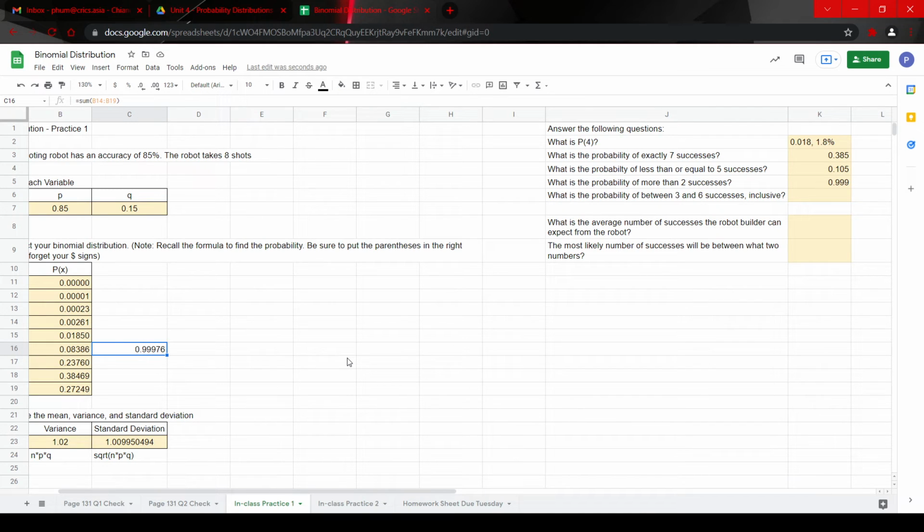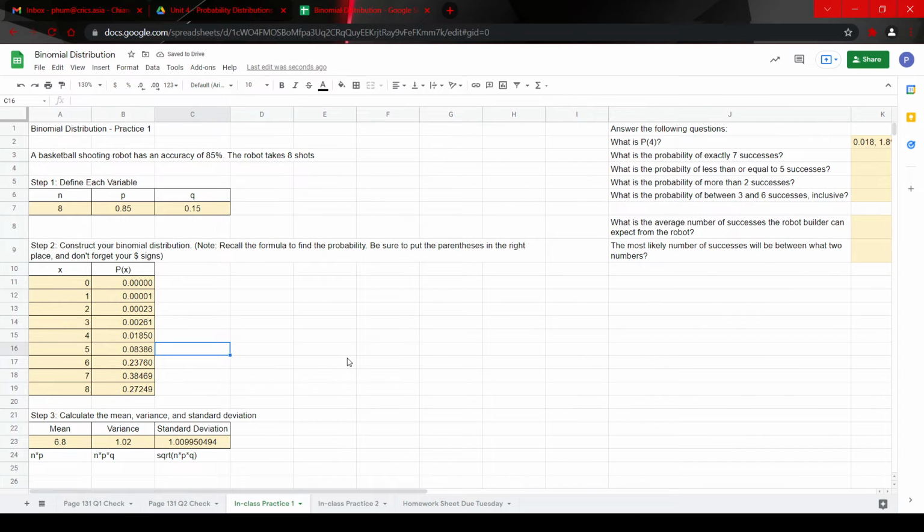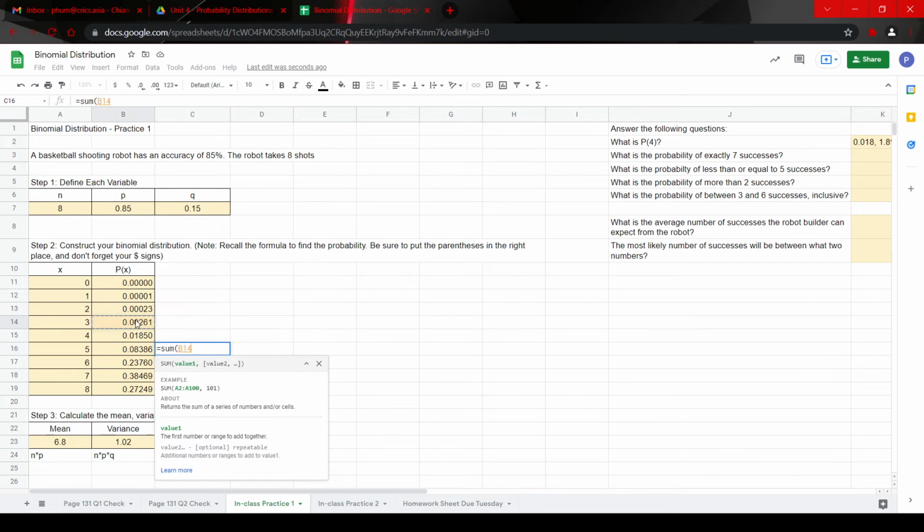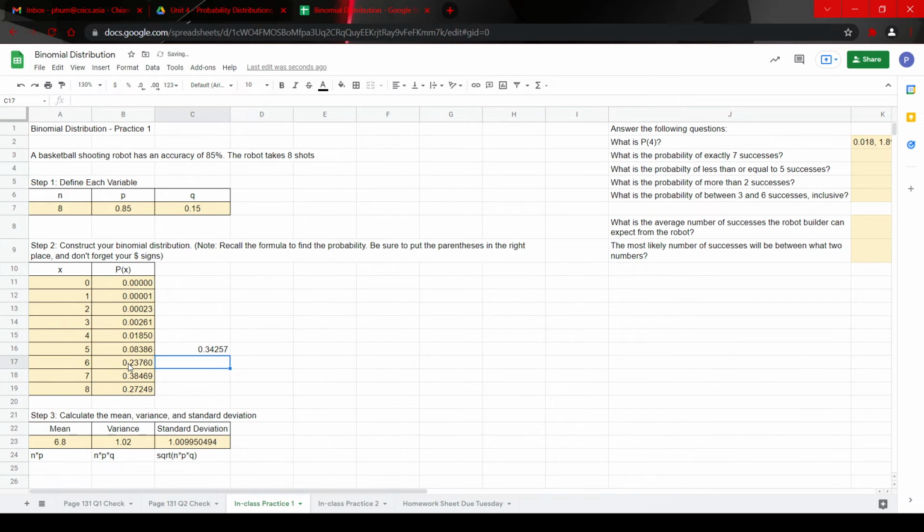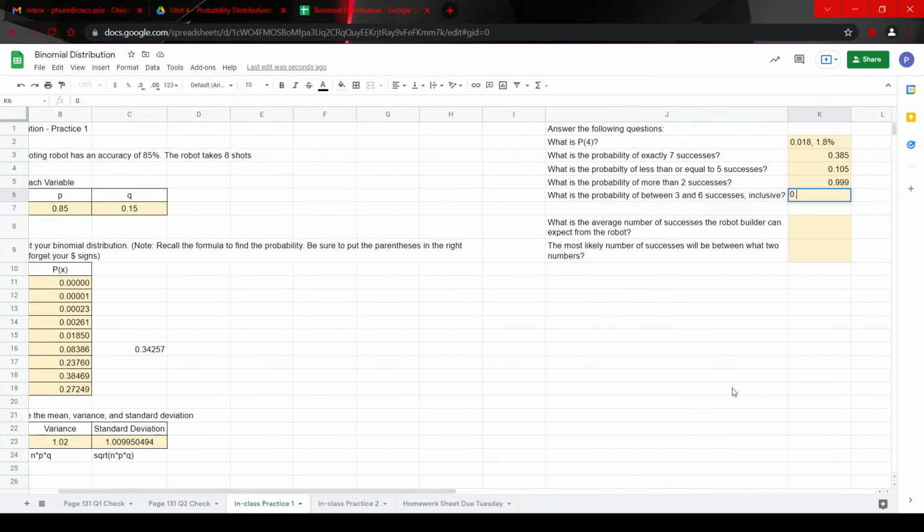The probability of between 3 and 6 successes inclusive. In this case, inclusive means that we include 3 and 6. So everything between 3 and 6, about 34%, 0.343.